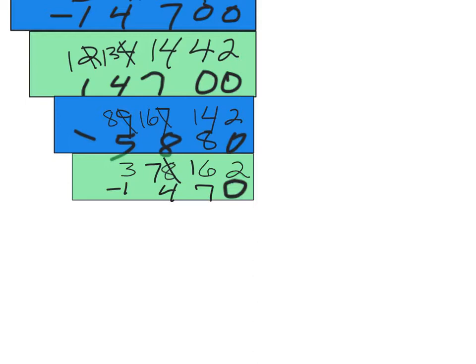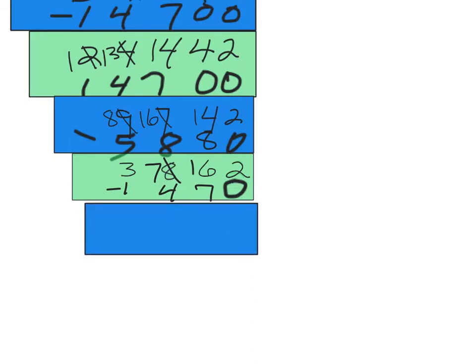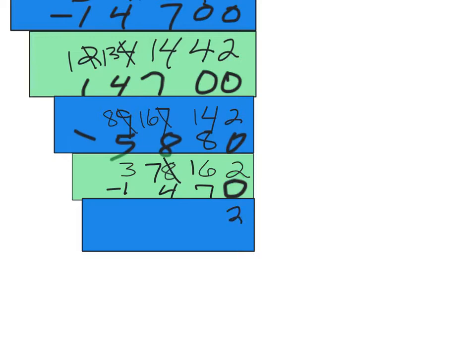So let's go ahead and make our next area box. And I get 2 right there. 16 minus 7 is going to give me 9 right there. 7 minus 4 is going to give me 3 right here. And 3 minus 1 is going to give me 2 right there.